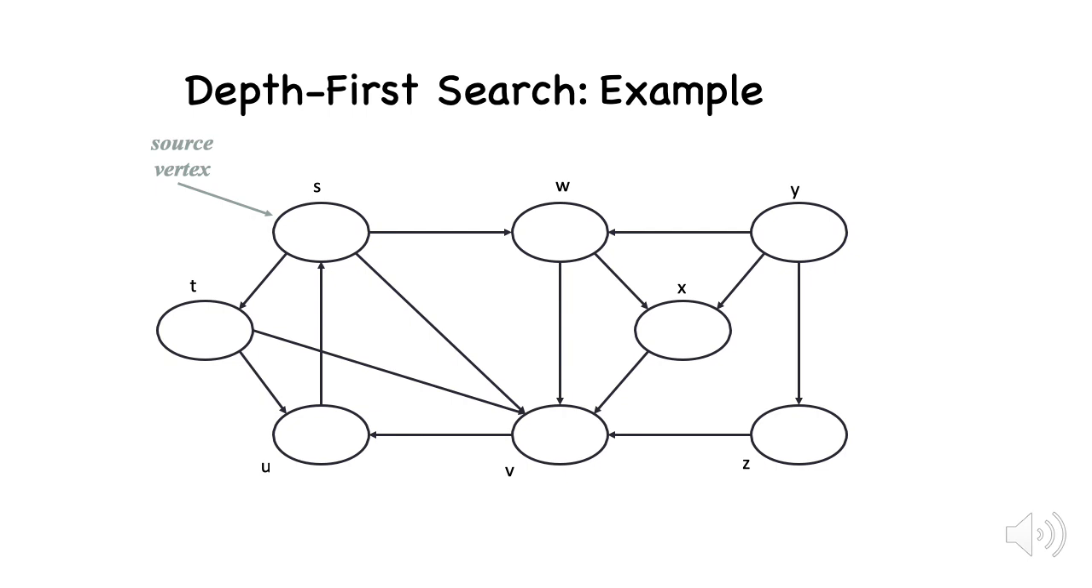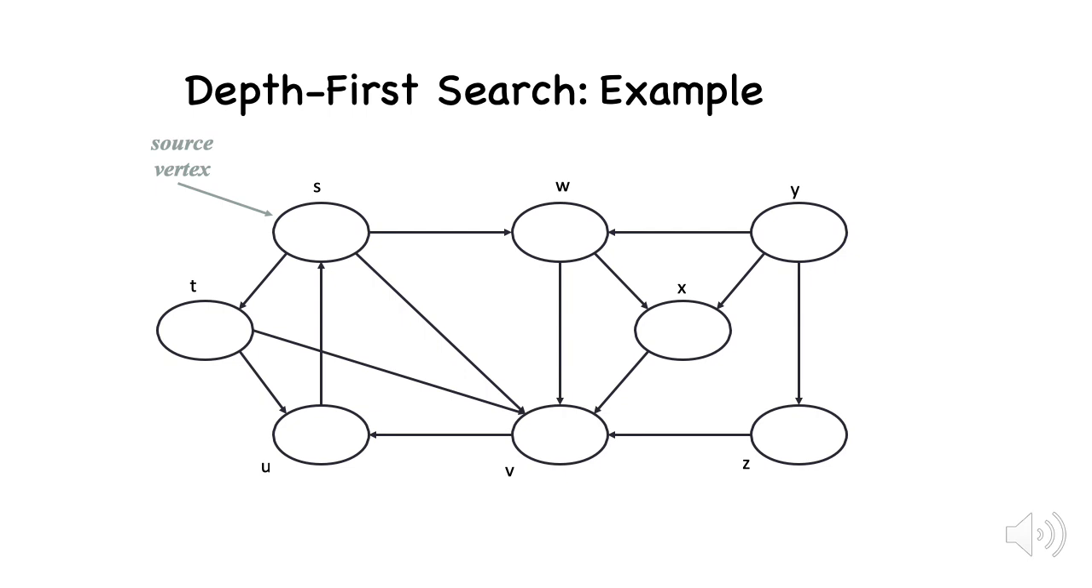So S, T, U, V, W, X, Y, Z. S has an outgoing edge to T as well as to V. T has an outgoing edge to U and V. U has an outgoing edge only to S. V has an outgoing edge to U only. W has an outgoing edge to V and X. X has an outgoing edge to V. Y has three outgoing edges to W, X, and Z. Z has an outgoing edge to V.